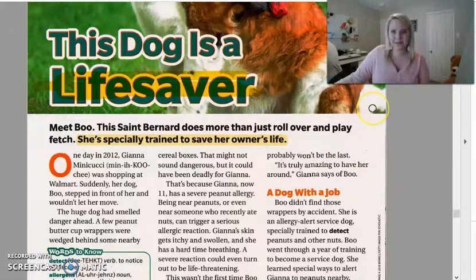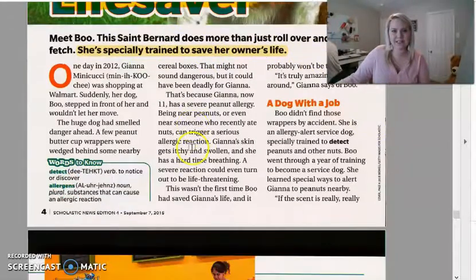So we had the easy part done. Now what we need to look for is supporting details on how Boo is trained to save her owner's life. What does that mean? We can look at our paragraphs. That's a great place to start. Normally we can find some supporting details within these paragraphs. We're not going to read this whole article today, but we're going to dive in a little bit and look for some key sentences that stand out to us that could be supporting details.